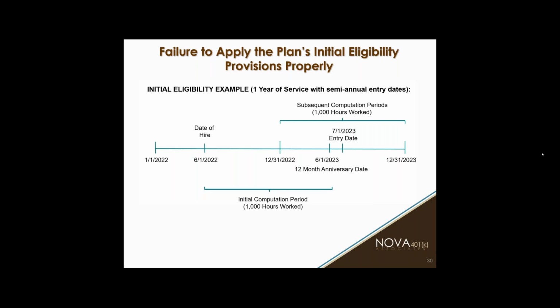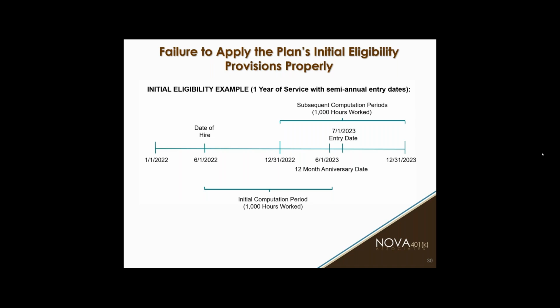Now, if the answer is no, maybe they worked 500 hours in that first computation period, then to make the computation a little bit easier, because as you can see, the first one is required by law to be the 12-month anniversary date, which is going to cross calendar years in most situations. So to make it a little easier to figure out on the next computation period if they didn't make it on the first one, it switches to the calendar year.